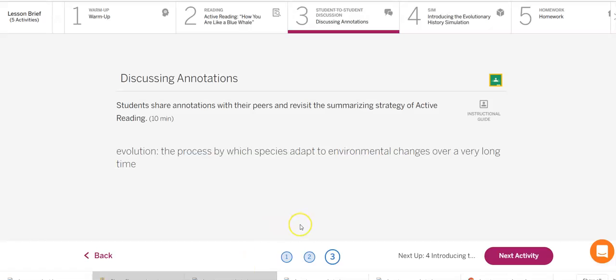Oh, I must have passed it. Well, evolution is one of them, so go ahead and write this down. Evolution is the process by which species adapt to the environmental changes over a very long time. So what this means is that evolution is just saying that we adapt to the world, right? You should have learned already about species who survive and species who don't.